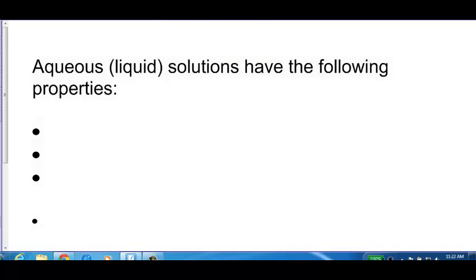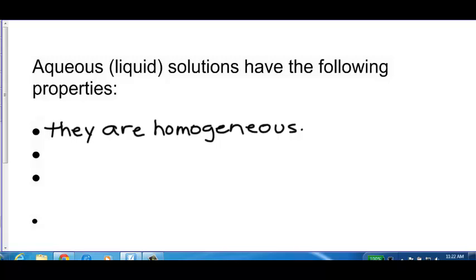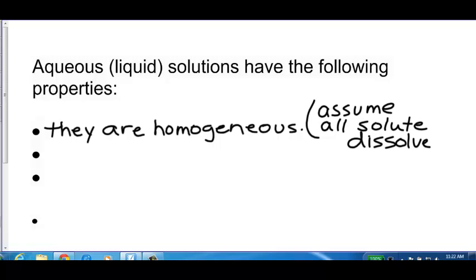Aqueous or liquid solutions have the following properties. Number one, obviously they're homogeneous. Now, I don't know about you, but I have a hard time making my Kool-Aid homogeneous. My Kool-Aid always has floaties. So when we talk about aqueous solutions, you want to assume everything dissolves and you can't see it. You want to assume no floaties. There's nothing worse than getting to the bottom of your Kool-Aid and finding all those little particles in it. That's not what we're talking about. We're talking about good Kool-Aid, where it's all dissolved and uniform.